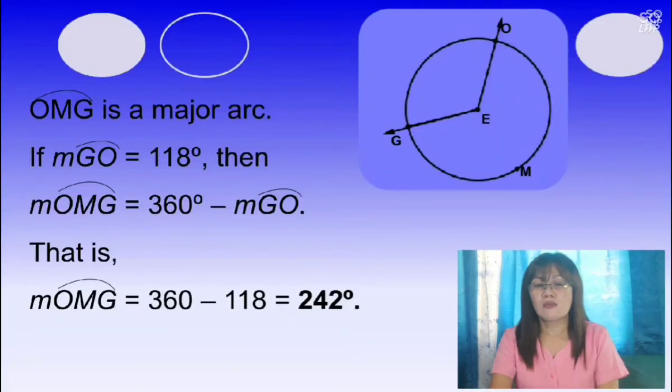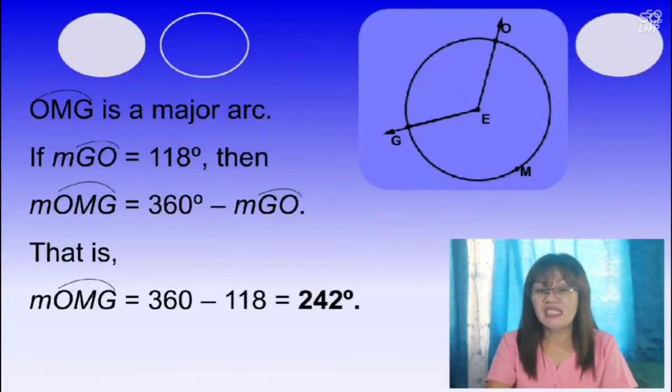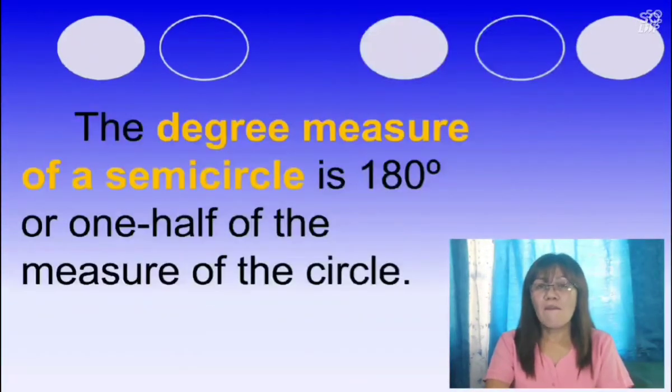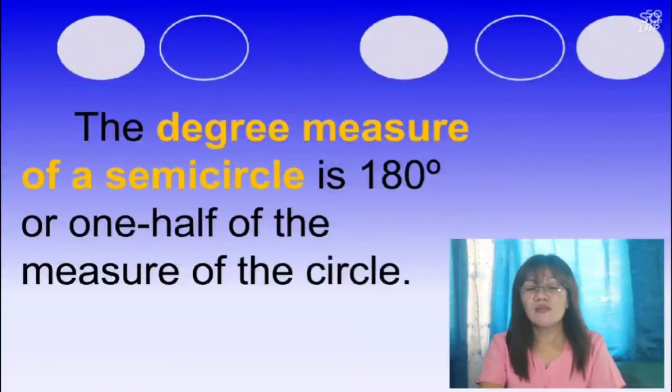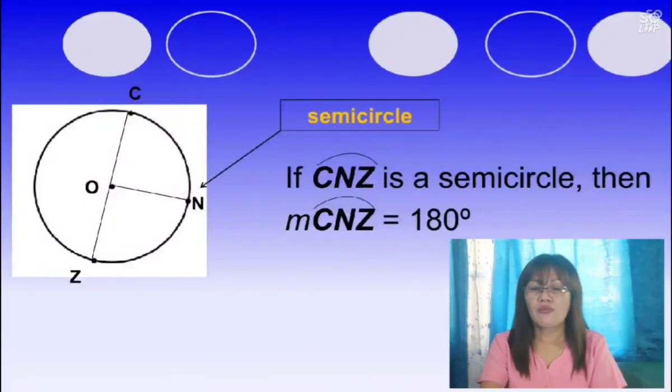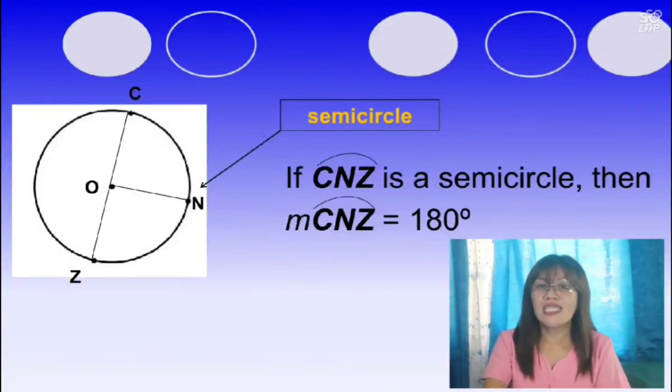242 degrees. The last but not the least is the degree measure of a semicircle. The degree measure of a semicircle is equal to 180 degrees or 1/2 of the measure of the circle. Such, for example, we have here circle O. If arc CZ is a semicircle, then its measure is equal to 180 degrees.